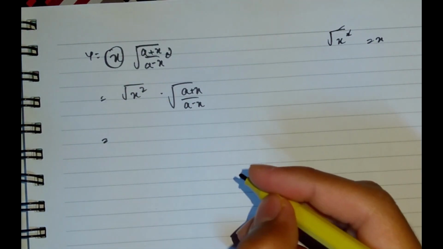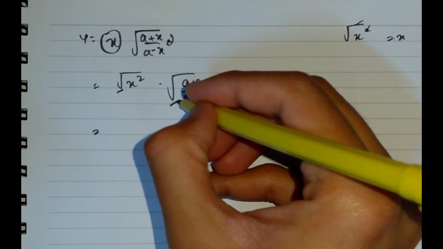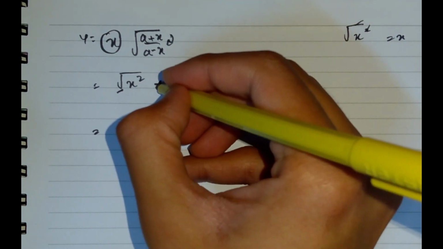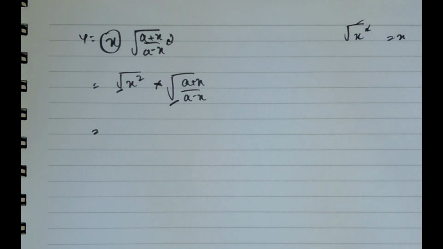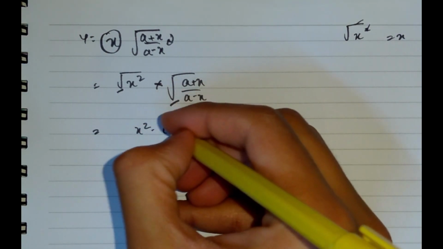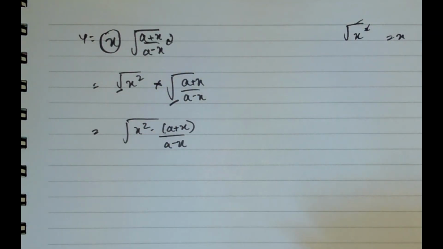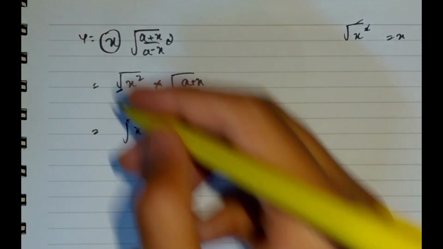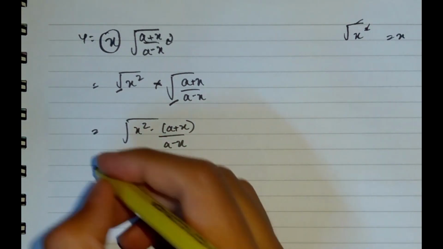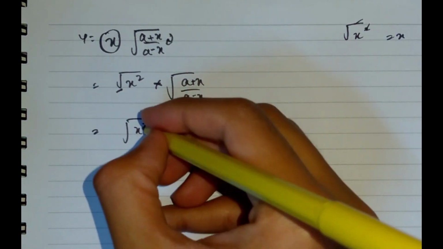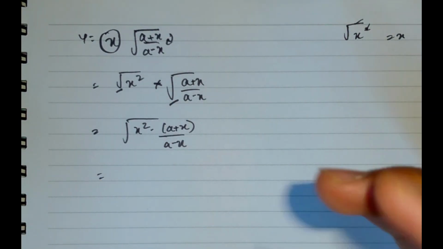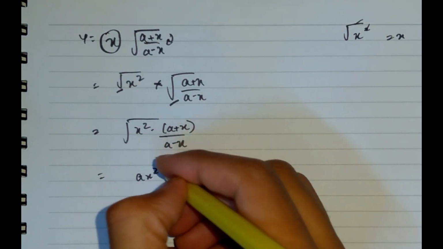So what I can do now, this is also present under a square root and this is also present under a square root, right? And these are being multiplied. So when these two square roots are being multiplied, I can combine them. How can I do that? x squared times (a plus x) divided by (a minus x), and now they are under one root. So now I have accomplished my goal of putting this x inside the root. Before finding the derivative, I can also multiply this x squared and simplify this function a little bit.